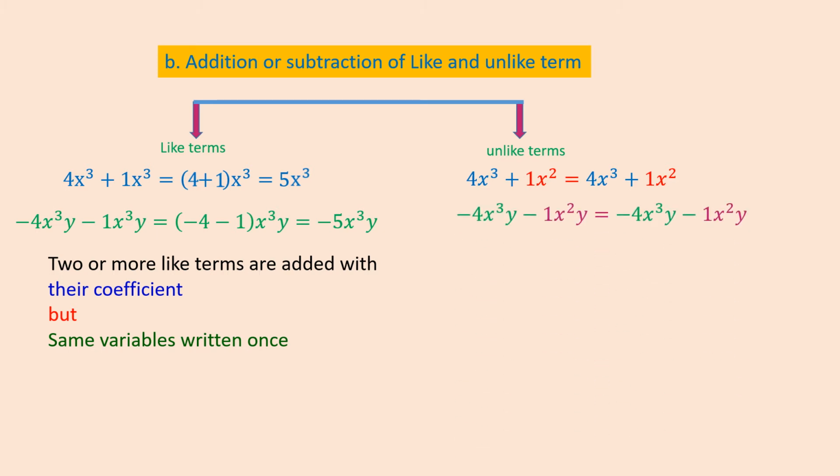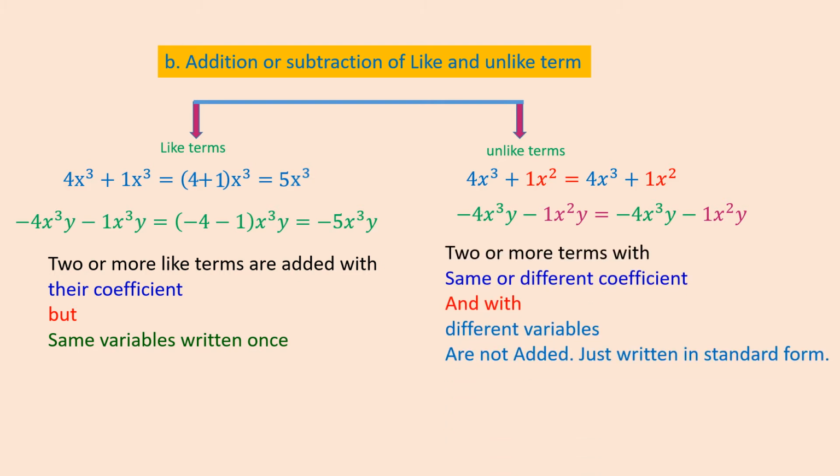One more example, minus 4x cube y minus 1x square y equals minus 4x cube y minus 1x square y. We cannot add or subtract here. Why? Again, the variables are different. Correct? So 4 mangoes you can say and 1 what? Banana. Can you add them? No. So the same thing applies here.